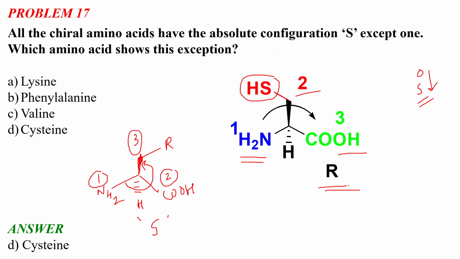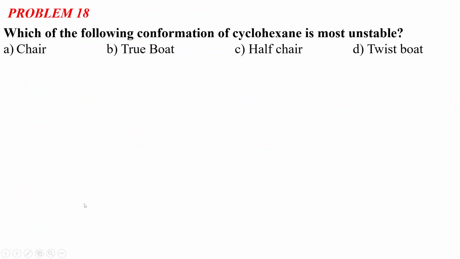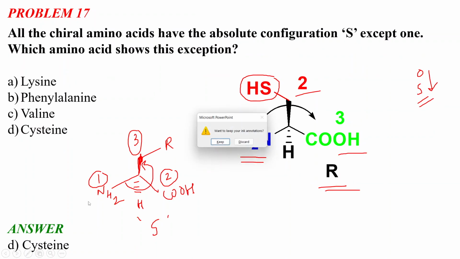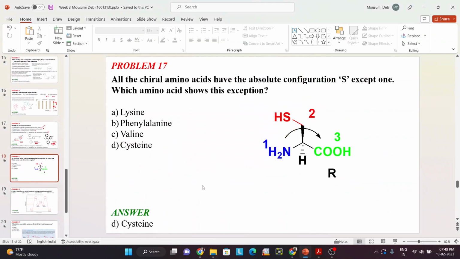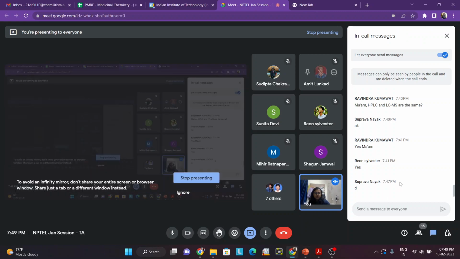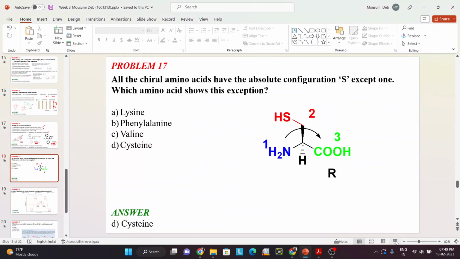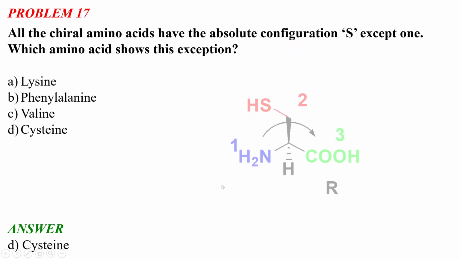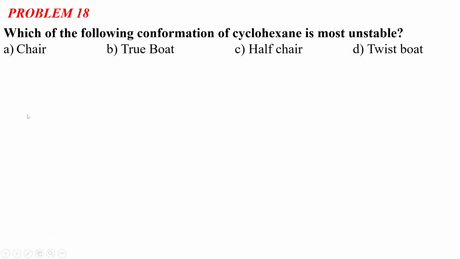So did you understand why it is R and why the normal amino acids are S? So I think I will just move on. If you have any doubt, please write in the chat box. Otherwise, I will just go to the next problem because we have very little time now.